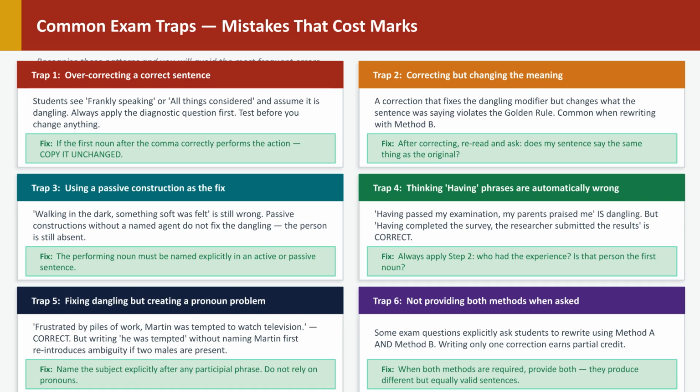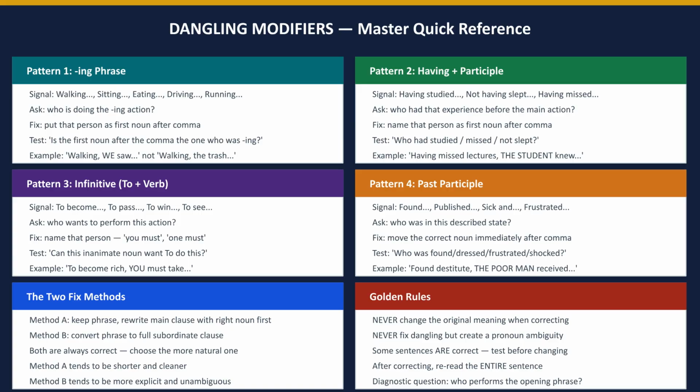Be aware of these common exam traps. Don't overcorrect correct sentences. Never change the meaning. Avoid passive constructions that hide the subject. Don't assume having phrases are always wrong. And if required, provide both fix methods. This quick reference sheet summarizes the 4 patterns, the signals, the diagnostic questions, the 2 fix methods, and the golden rules for correcting dangling modifiers effectively.